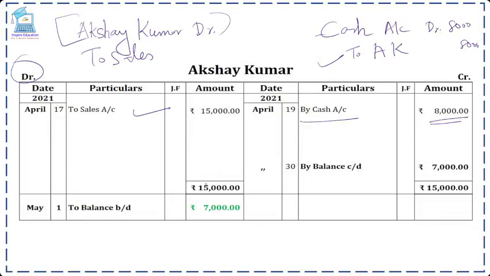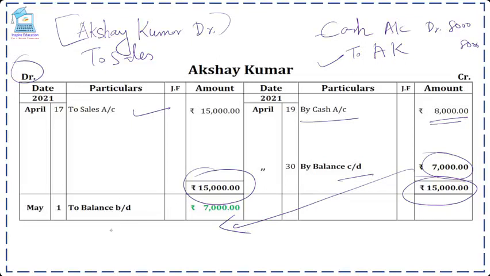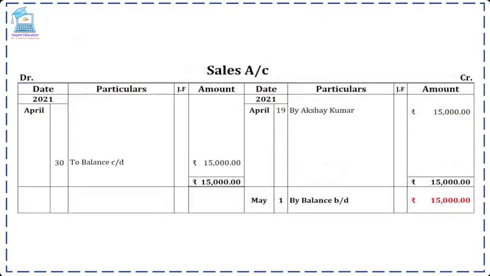Now we will balance it. 15,000 is more, and the balance is 7,000. So this 7,000 is brought down here. So this balance is also what? Debit balance. So Akshay Kumar is in debit balance. That means Akshay Kumar is our what? Debtor. So this amount we will receive from Akshay Kumar, because we sold goods. So the Akshay Kumar amount is our debtor.